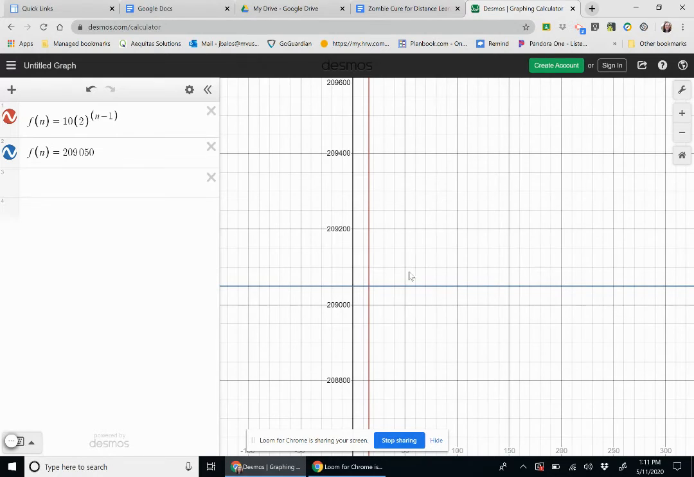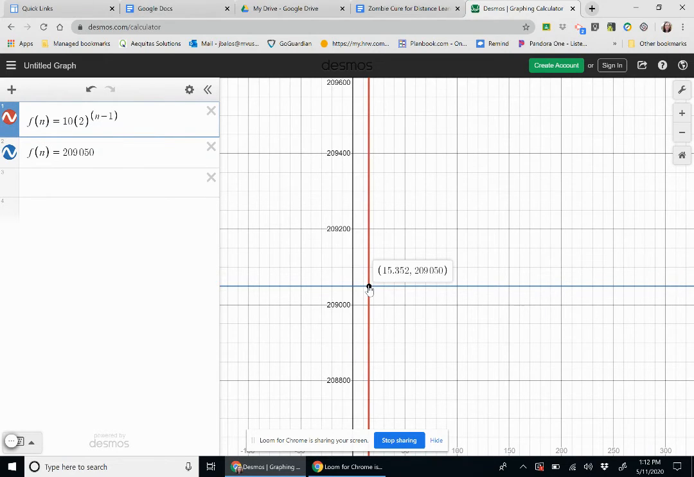This blue line is where y equals 209,050. And where does it cross my graph? You can click on that point, 15.352. Or in other words, the zombies are going to take over Moreno Valley in about 15.352 days. That's your answer to number 6. Make sure you use a complete sentence.